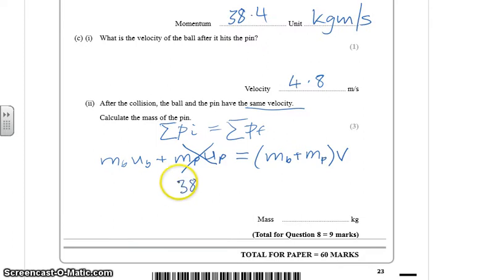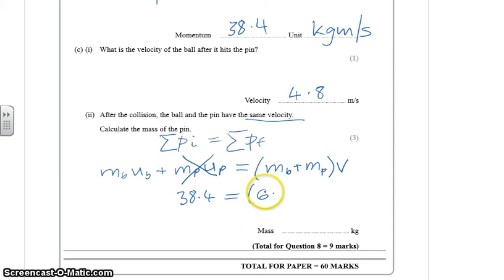That's just 38.4 kilogram meters per second on the left. We also know the mass of the ball, which is 6.4 kilograms. The mass of the pin is the thing that we're trying to calculate, and then the velocity of the pin is the same as the velocity of the ball, so that's just 4.8. Again, we'd already been given that in the previous part of the question. Now all that remains is to put it all into a calculator, and you should end up with the mass of the pin of 1.6 kilograms. And that's it. End of the paper.